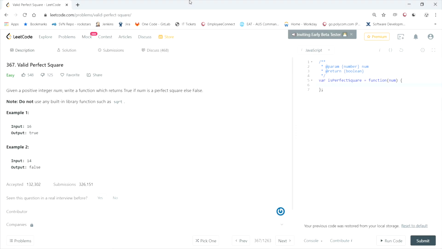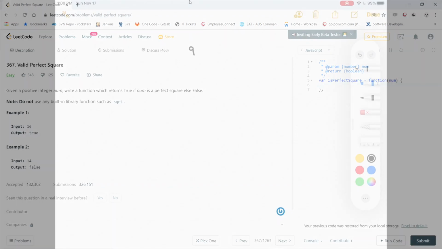All right, this LeetCode question is called valid perfect square. It says, given a positive integer num, write a function which returns true if num is a perfect square, else return false. Note, do not use any built-in library functions such as square root. So the first example is the number 16, and we'd return true because 4 times 4 is 16. But the second example is the number 14, and we return false because no number multiplied by itself is 14.